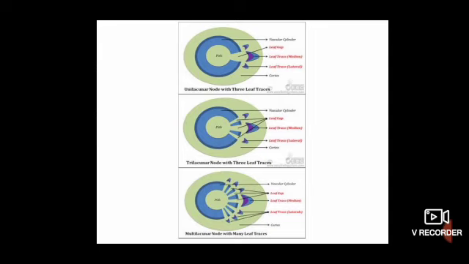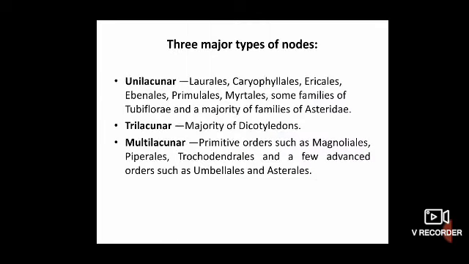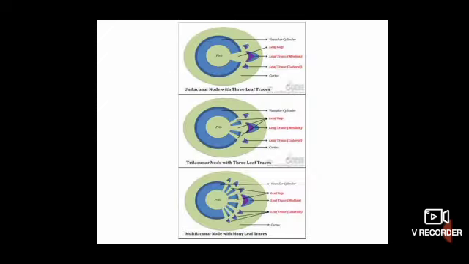And multilacunar, this occurs in the primitive orders such as Magnoliales, Piperales, Trochodendrales and a few advanced orders such as Umbellales, Asterales, etc. So here you can see many leaf gaps. So that was about unilacunar, trilacunar and multilacunar types of nodes.